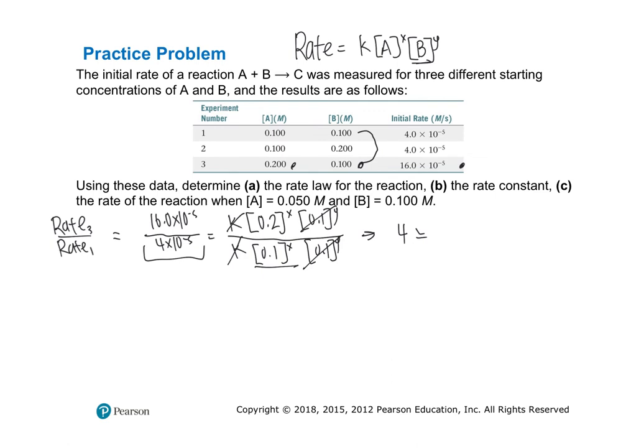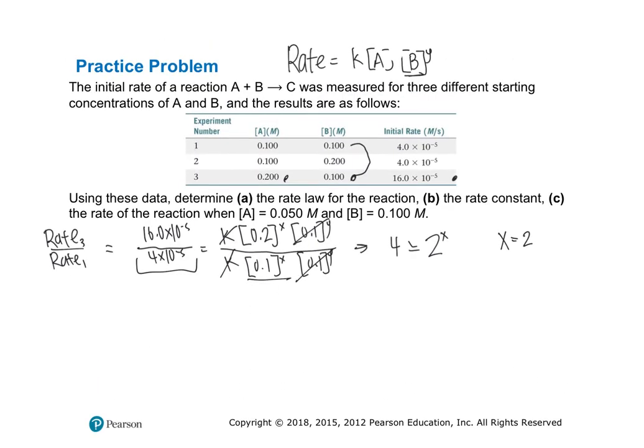so those 2 over each other equals 0.2 over 0.1 is 2 to the X. So in order to make this 2 squared equals 4, so X equals 2. So now I can go up here and erase and put a 2 in here.